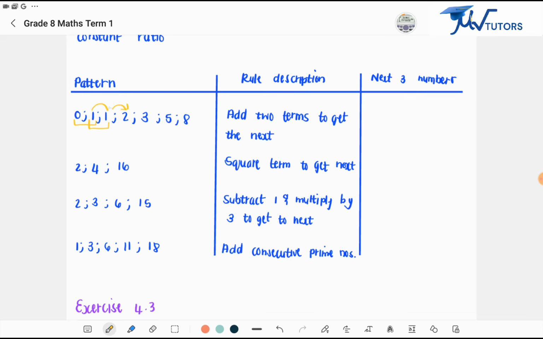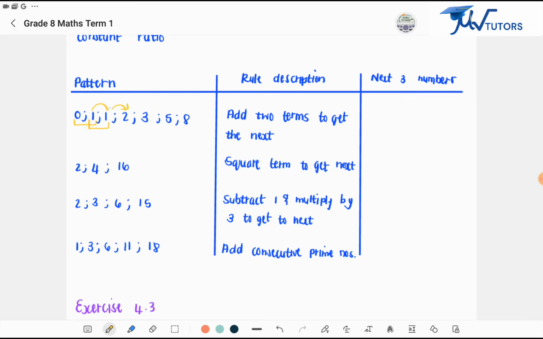So there's the pattern. But here, guys, you really need to focus and try to see what would work. Okay, so basically, what is the rule description? We add two terms to get to the next. So how do we get the next three numbers?